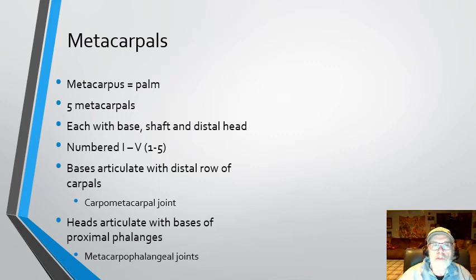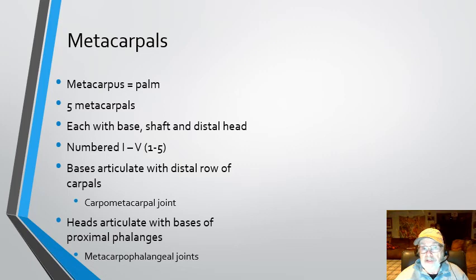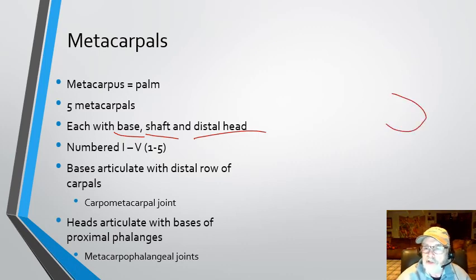Let me just talk about the metacarpals. Metacarpals are numbered 1 through 5. 1, 2, 3, 4, 5. Basically, that's all they are. They have a base, they have a shaft, and they have a distal head. Guess why they call it a head? Because it's round at the end. Go figure. The base is articulated with the distal row of the carpals.